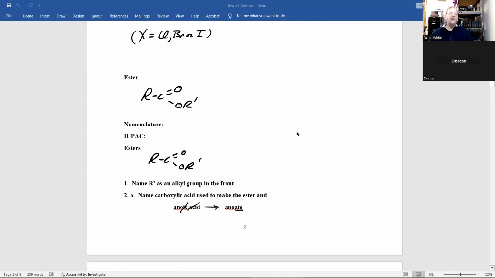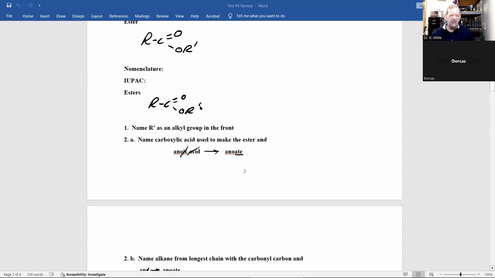All right, now let's talk about derivatives of carboxylic acid. A derivative is something that's derived from or made from carboxylic acids. The only one I'll talk about, other than the carboxylate anion, is an ester. Ester has a carbonyl, carbon double bond to oxygen with an R group, oxygen to the carbonyl carbon, and on this oxygen is a different R group, R prime.